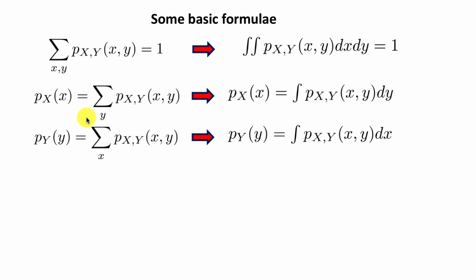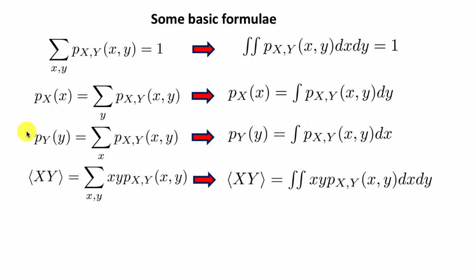Similarly, if you were to sum over x in the case of discrete, well, then you're going to integrate over x in the case of a continuous function here. Now, if you want the expectation value of xy, then that is, in the case of discrete, a sum over x and y, whereas over here, in the case of a continuous distribution, the expectation value, or the average value of xy, is the value taken by x times the value taken by y, weighted by the joint probability distribution function, and then integrated over all values of x and all values of y. And these integration limits over here are, of course, the same integration limits as over here.